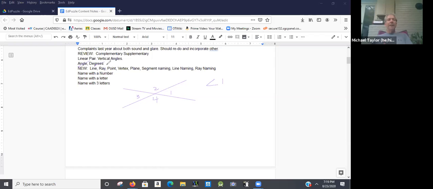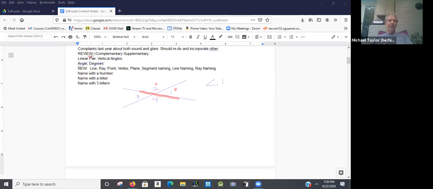Oh, a linear pair, one and two. Notice how there is a straight line. I'm going to change color here. I'm going to actually make it bigger and I'm going to change color. Notice there's a straight line right here. That's a line, right? And there is a pair of angles, one and two. That is a linear pair, okay? Three and four, also a linear pair. If I drew the line this way, two and three, linear pair.